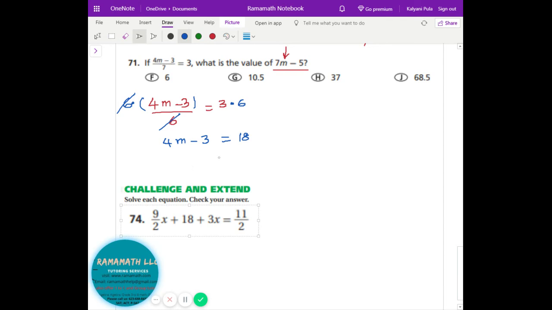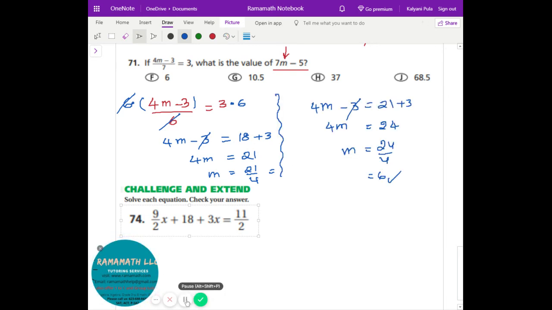Then it is easy. Now add 3 on both sides. So that's 4m equal 18 plus 3, that's 21. Then m equals 21 over 4. So whatever you guys think. So you need to take this 6 right here and then take back here. Then only you get the right answer.